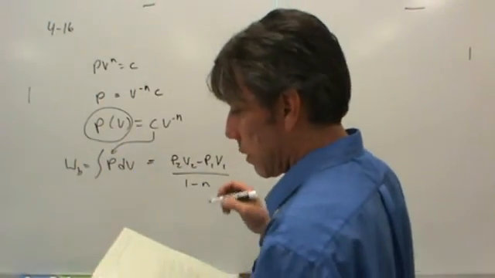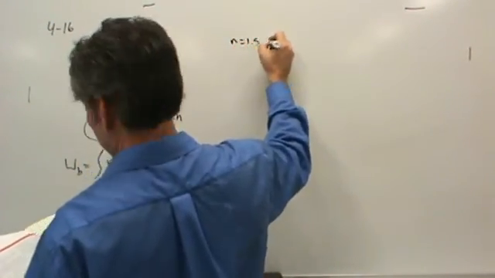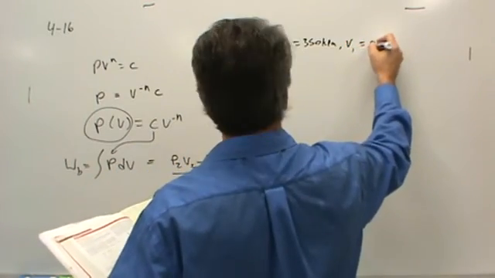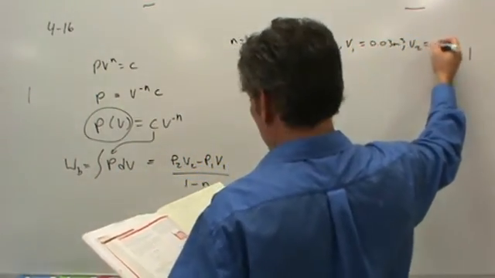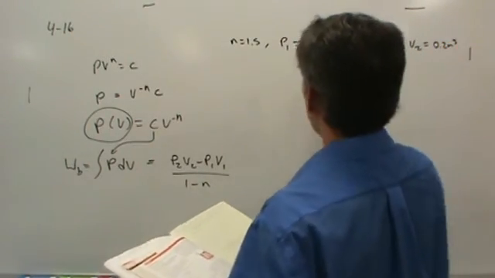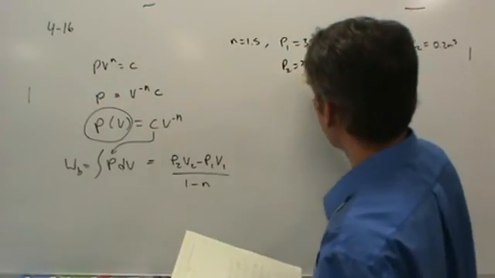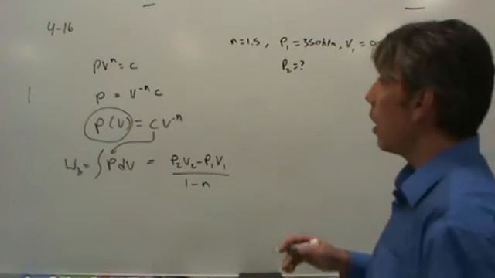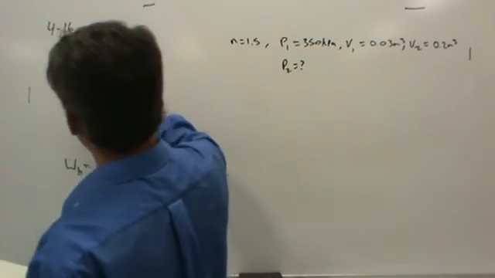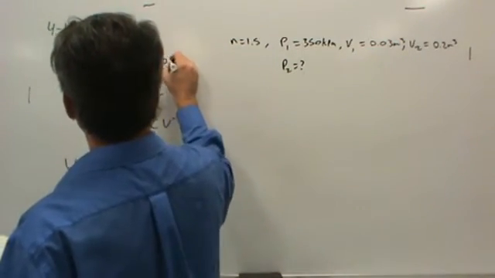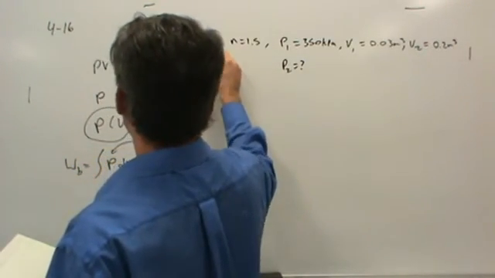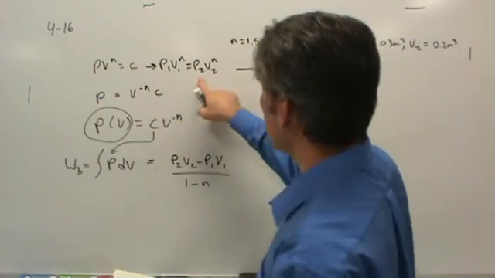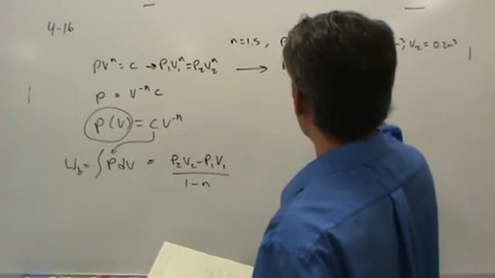The only problem is, you notice you've got N equals 1.5, P1 is 350 kilopascals, V1 is 0.03 cubic meters, and V2 equals 0.2 cubic meters, but you don't have P2. That's a very good question mark. The only thing we lack in order to solve this problem is the pressure in state 2. Well, here you have to go back to this idea. If PV to the N is a constant, then P1 V1 to the N equals P2 V2 to the N. It's just a constant. So you can calculate P2, just rearrange this equation. It would be P1 times V1 over V2, quantity to the N.